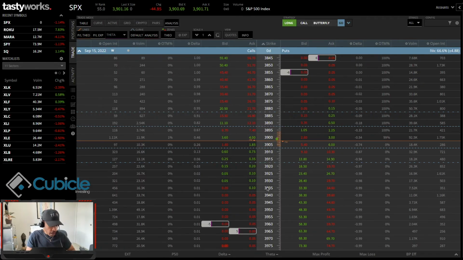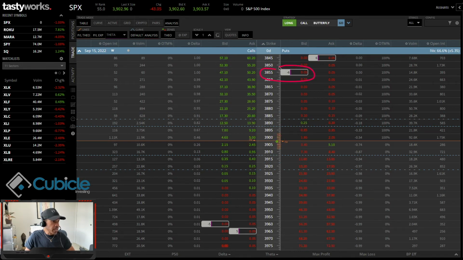All right, so here we are. As you can see, the price of the underlying in this case, SPX, is right where it needs to be. It's above my strike price on the put side of 38.55, right? So that's on the put side. And then on the call side, it's below my strike price of 39.60, right?